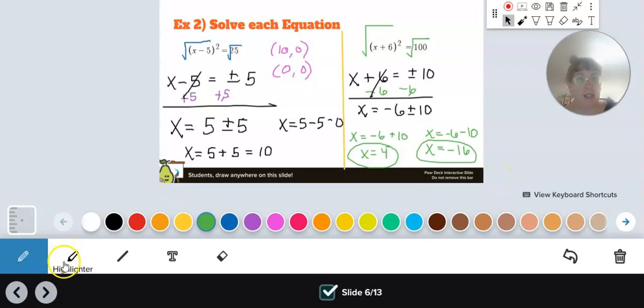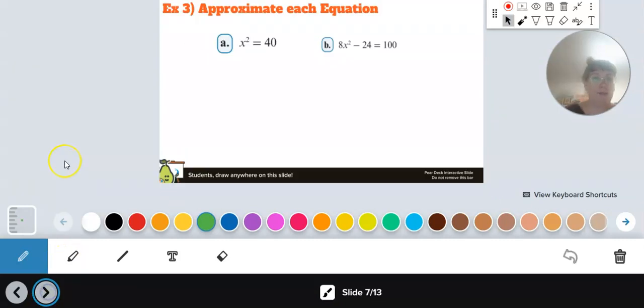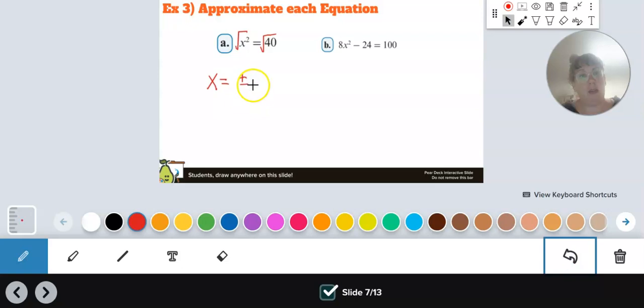Okay, let's look at slide 7. Approximate each equation. Sometimes we don't have perfect squares, and it's tricky, but we can approximate. If we were to take the square root of both sides for x squared equals 40, we would get x equals plus or minus the square root of 40. That is not a perfect square, so it's going to be a really messy decimal.